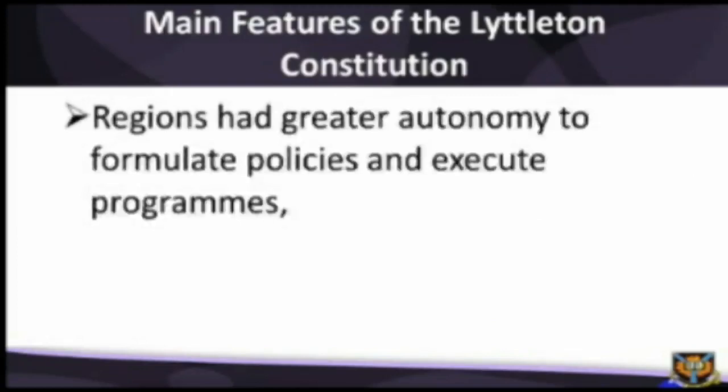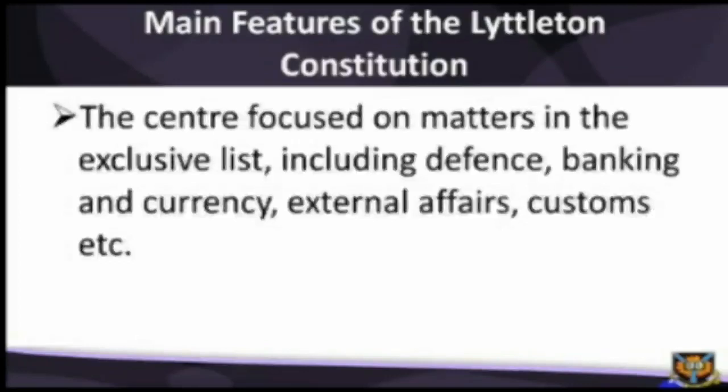However, whenever there was a conflict of the law on any item in the concurrent list, it was provided that federal laws would prevail over regional laws. Examples: higher education, insurance, national development, etc. By implication, the regions had greater autonomy to formulate policies and execute programs, while the center focused on the matters in the executive list, including defense, banking and currency, external affairs, customs, etc.